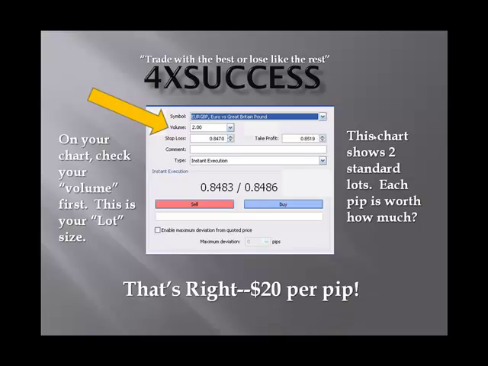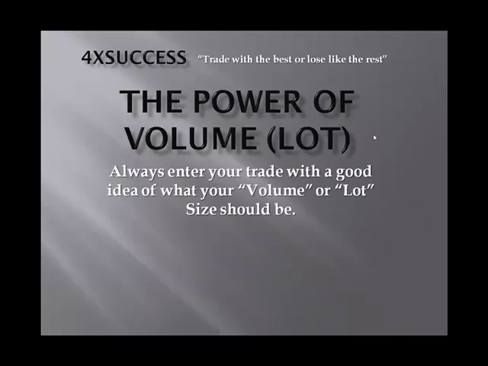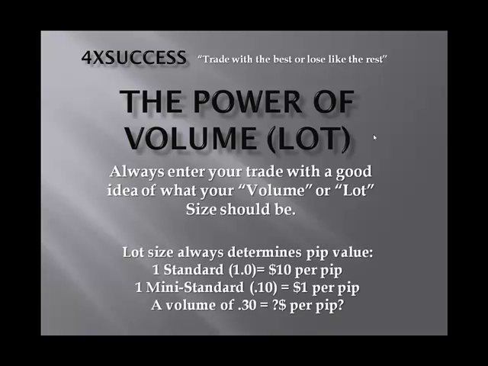So each pip would be worth how much with 2 standard lots entered as our volume? Remember? That's right. It's going to be $20 per pip because a standard lot, one standard lot, is $10 per pip. So obviously 2 times 10, in this case, 20 bucks. So this would be a $20 per pip trade. That's pretty high.